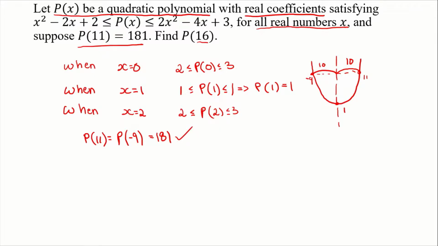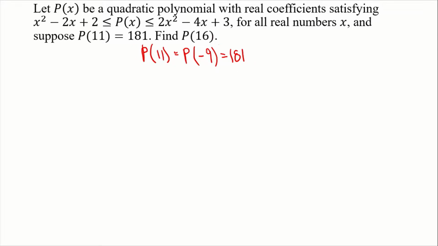Alright, so let's take a new slide here and see what we can do with that. So first, let's rewrite this right here. P of 11 is equal to P of -9 is equal to 181. So with this, let's try and see if we can get a similar polynomial here.